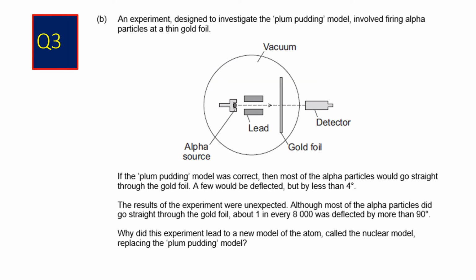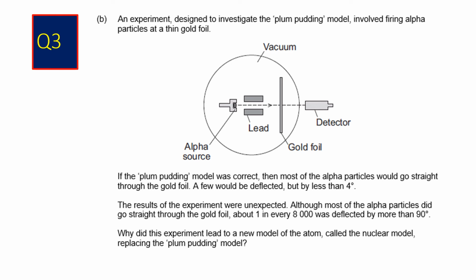3B. An experiment designed to investigate the plum pudding model involved firing alpha particles at thin gold foil. If the plum pudding model was correct, then most of the alpha particles would go straight through the gold foil. A few would be deflected by less than 4 degrees. The results of the experiment were unexpected. Although most of the alpha particles did go straight through the gold foil, about 1 in every 8,000 was deflected by more than 90 degrees.